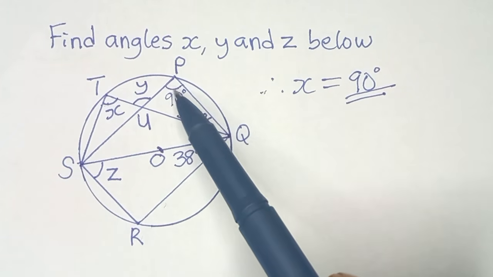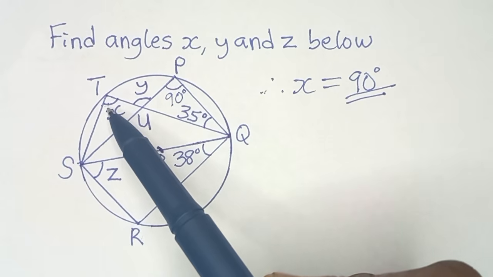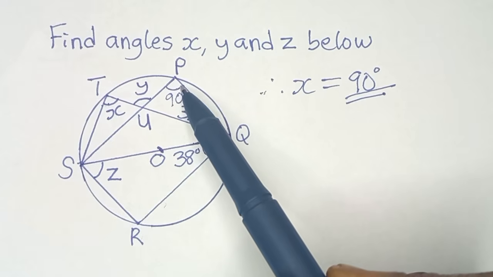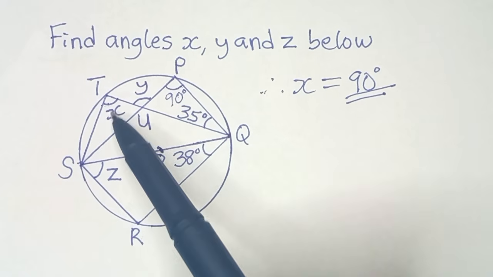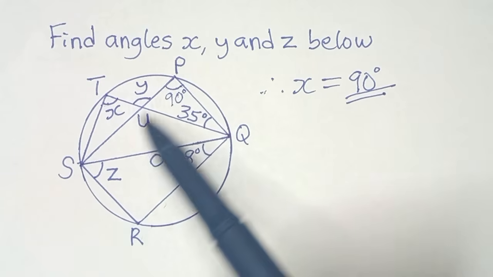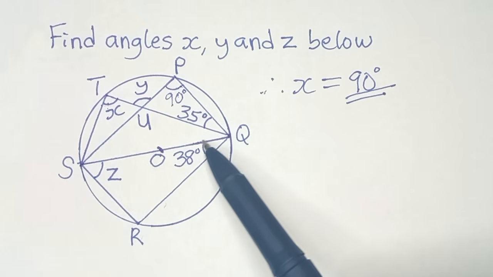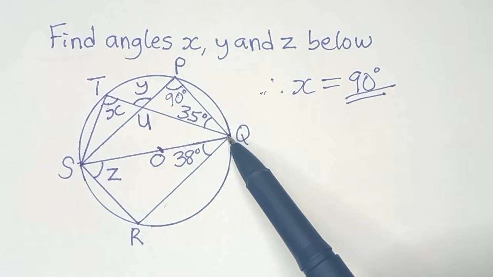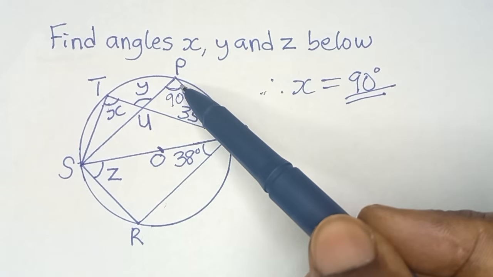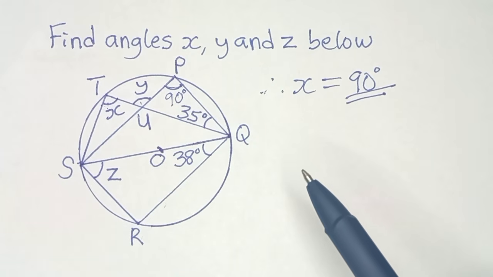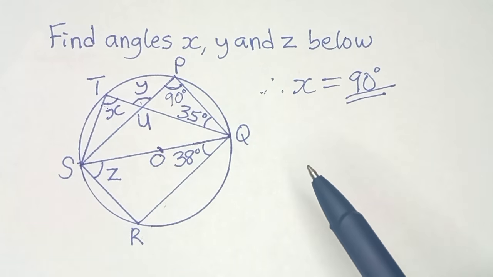And angle X and this 90 degrees are angles in the same segment, and angles in the same segment are equal. So if this is X, this is also X, which is 90 degrees, because X is 90. So you can use two theorems to find this angle: angles in the same segment with X, or angle in a semicircle, the angle opposite the diameter line in the triangle it forms. That opposite angle is 90 degrees. So now finding angle Y becomes simple.